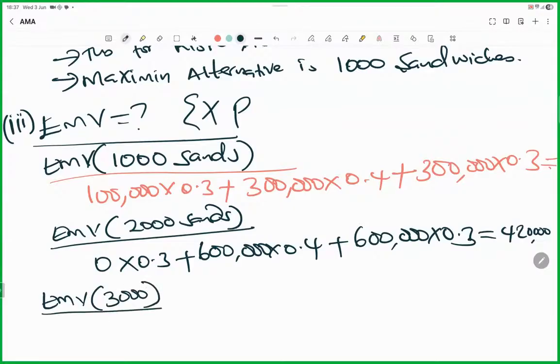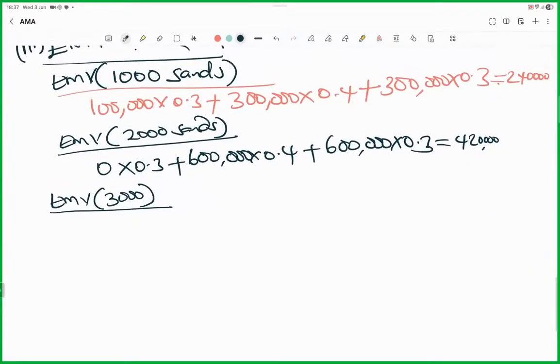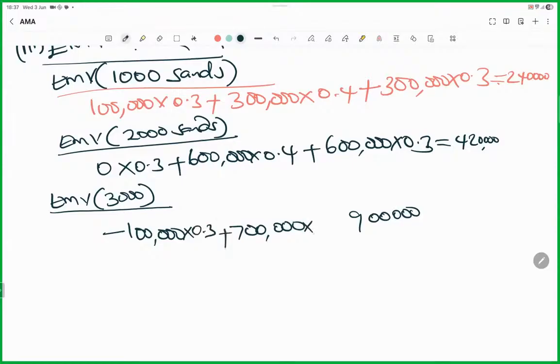Then we go to EMV for how many sandwiches? 3,000 sandwiches, where I can see there are three payoffs there. I can see 100,000, 700,000, and 900,000, isn't it? So what I just need to do is to combine them with their corresponding probabilities. The first one is 0.3, plus this one times its probability of 0.4, plus this one times its probability of 0.3. Is there somebody who is able to give me this answer? 520,000.